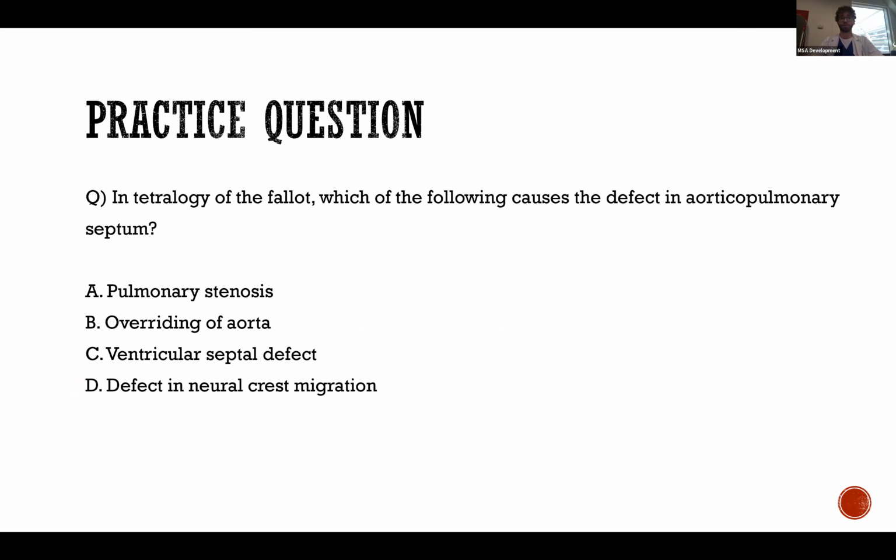Okay, last question. In tetralogy of Fallot, which of the following causes the defect in the aorticopulmonary septum? The answer here would be defect in neural crest migration. The question is not asking you what is the result of a defect in the aorticopulmonary septum. If it's asking for the result, we said overriding of the aorta, even ventricular septal defect, all of these are correct. But here they're asking you what causes the defect of the aorticopulmonary septum in the first place. So that's why the answer would be neural crest cells, a defect in them.